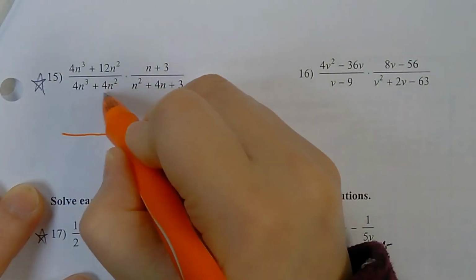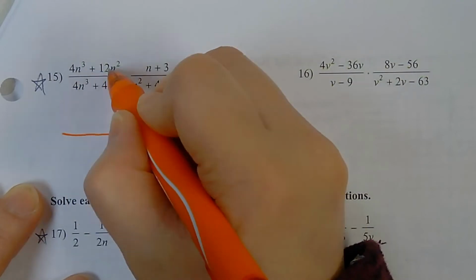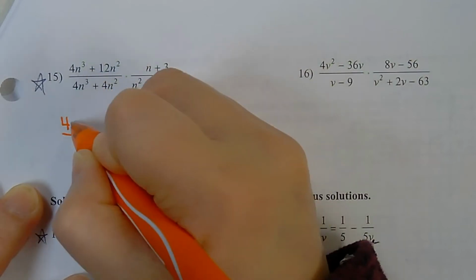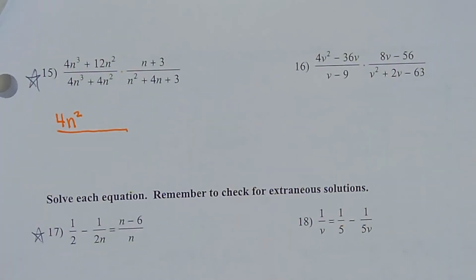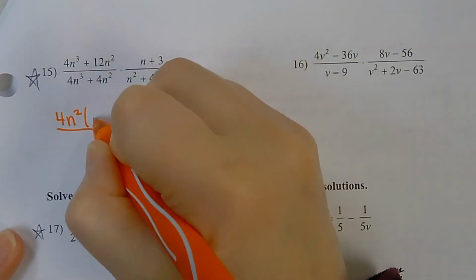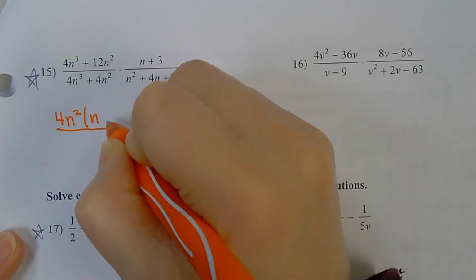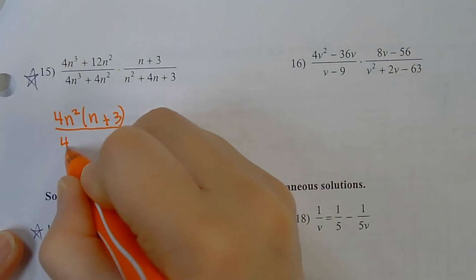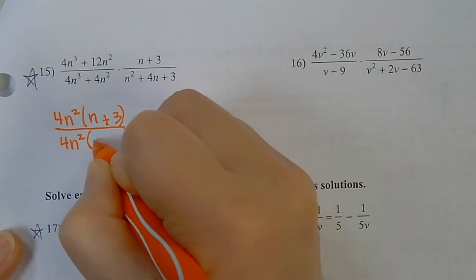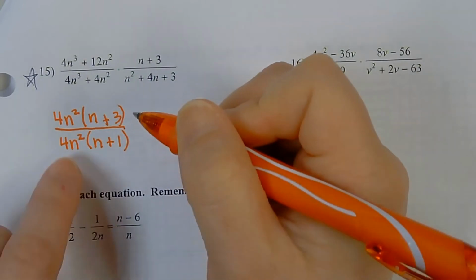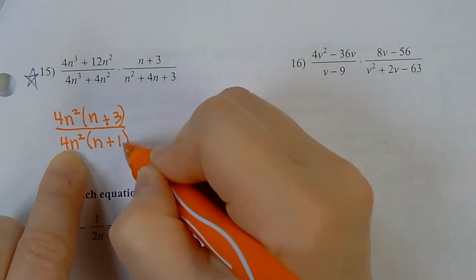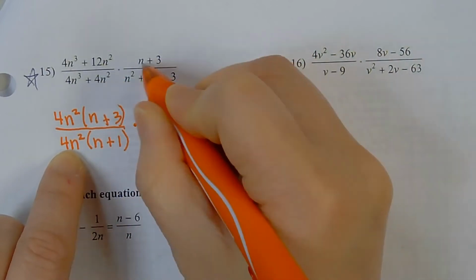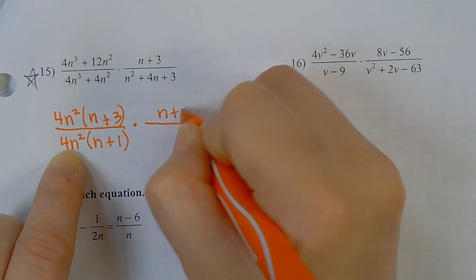I'm going to not make, so there's nothing that's the same. So now on the top, I see that I can take out a 4, and I have up to a max of n squared. So what I have is just going to be an n, because I need one more n to make it n cubed, plus 3. Denominator, definitely a 4 and an n squared. And then all I have left is an n plus 1, right? Because 4n squared, I don't need anything else. So I'm just going to multiply that by 1 to get the 4n squared times n plus 3, nothing to do, just n plus 3.